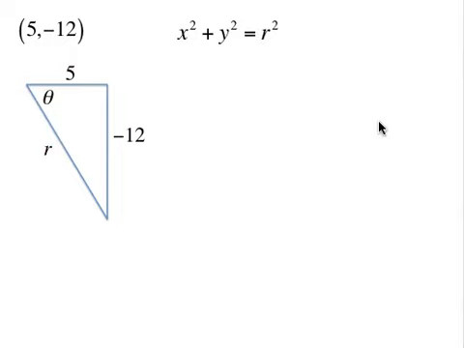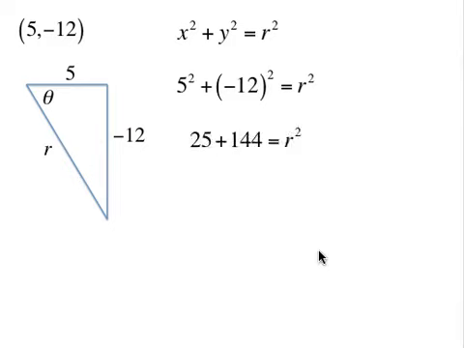X squared plus y squared is r squared will help us solve for r. So 5 squared plus negative 12 squared is r squared. 25 plus 144 is r squared. 169 is r squared. R is 13. It's got to be positive, so negative 13 doesn't make sense. R is 13. So we have a triangle that will be 5, negative 12, 13.